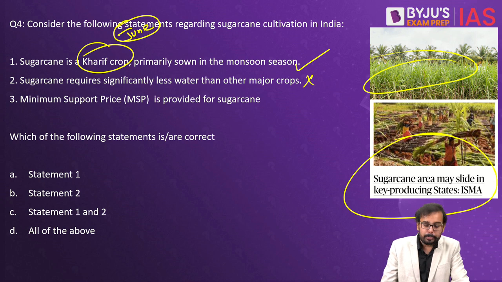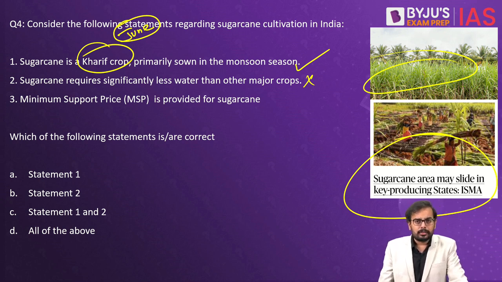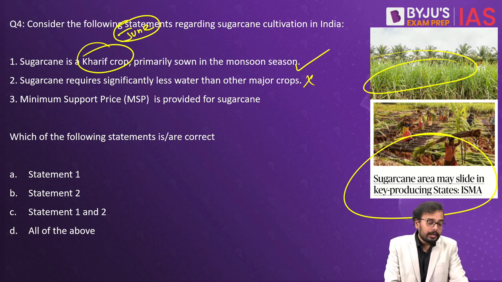So MSP is provided to sugarcane. Minimum support price, is it provided to sugarcane? What do you think? No, sugarcane doesn't have MSP. There's something called FRP. So this is also wrong. So the answer is A.